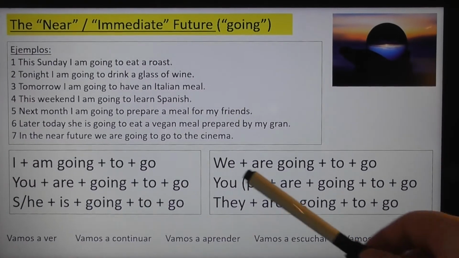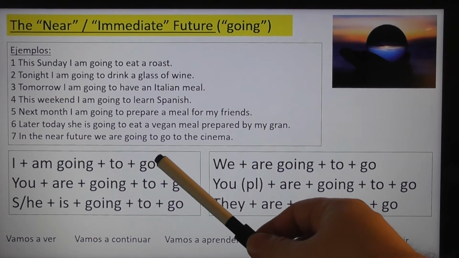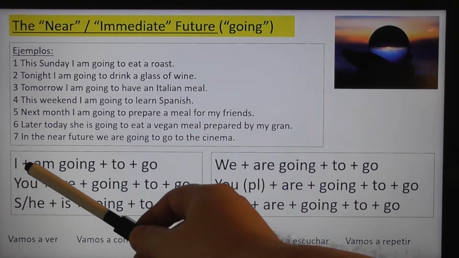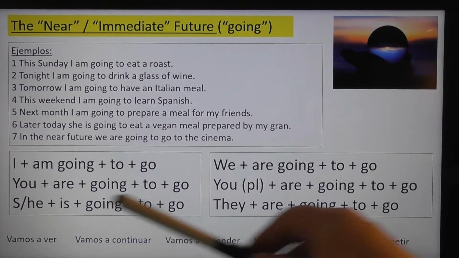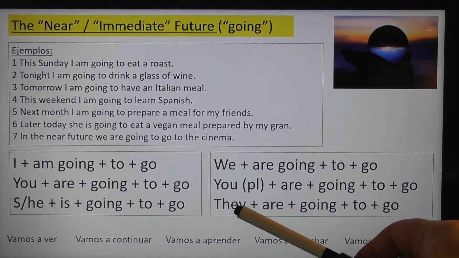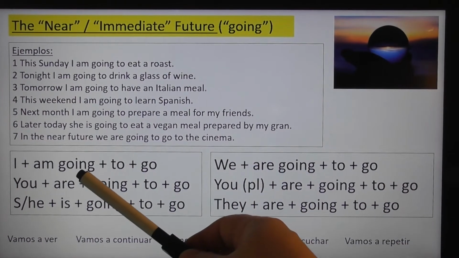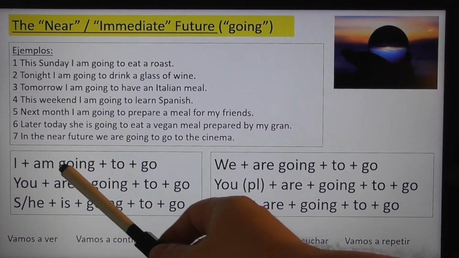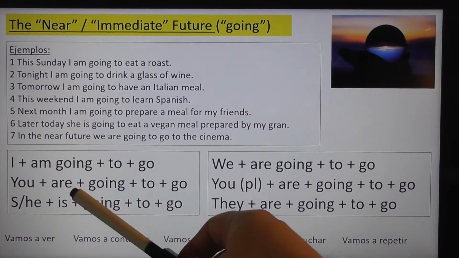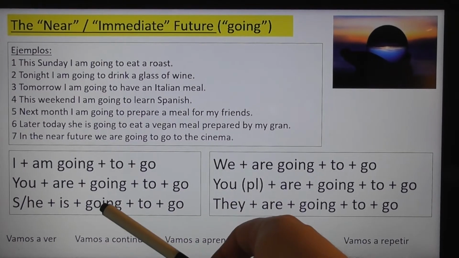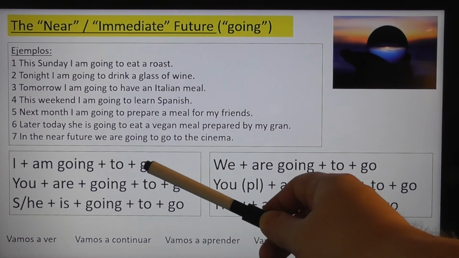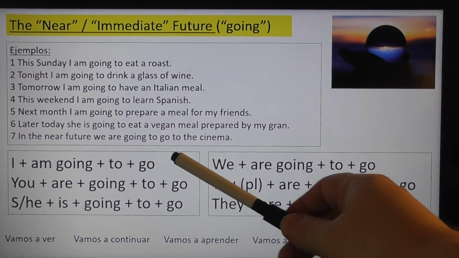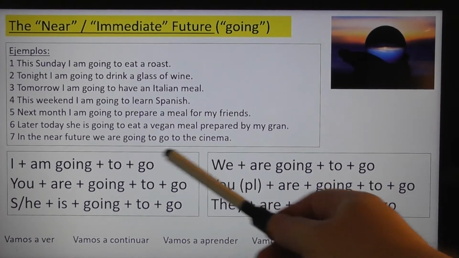You may have noticed that when we form the near or immediate future in English, we start off with our pronoun, as always, when we're looking at tenses, I, you, he, she, we, all of you, and they. We then use the verb to go, and in English we're actually putting it into what we call the present continuous or progressive. I am going, you are going, he or she is going. And then the next stage is to add our infinitive verb. So that could be any verb, for example, to go, to do, to watch, to eat, to drink.